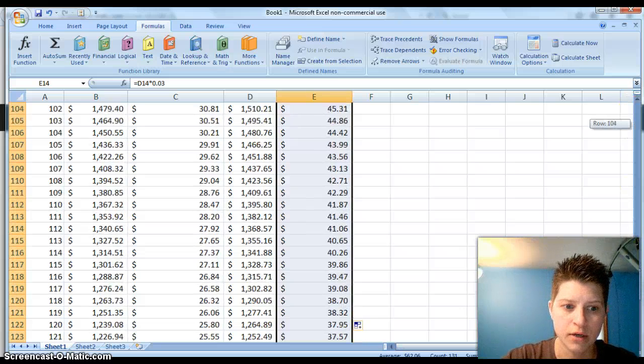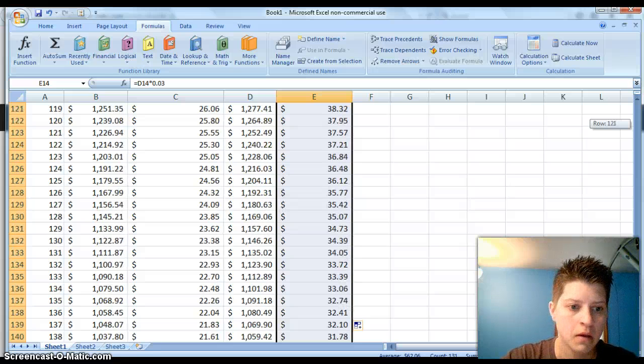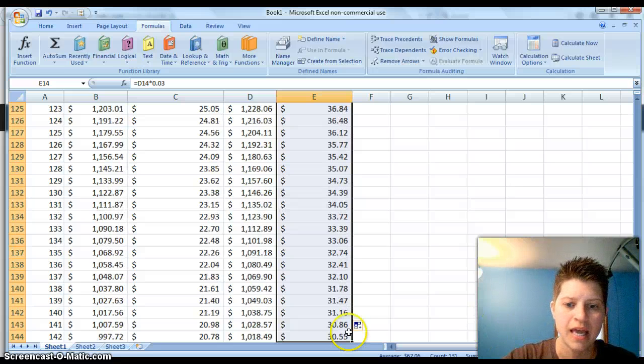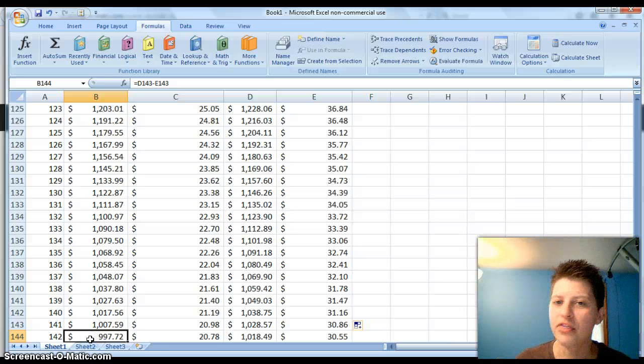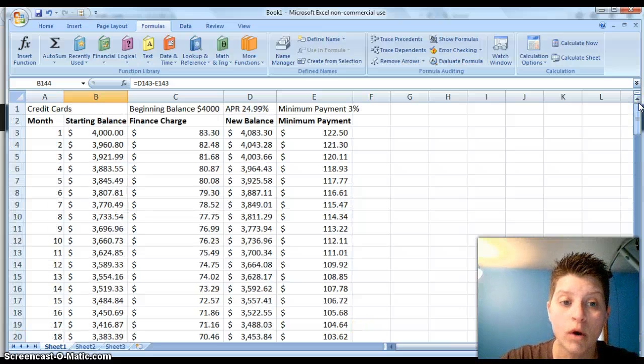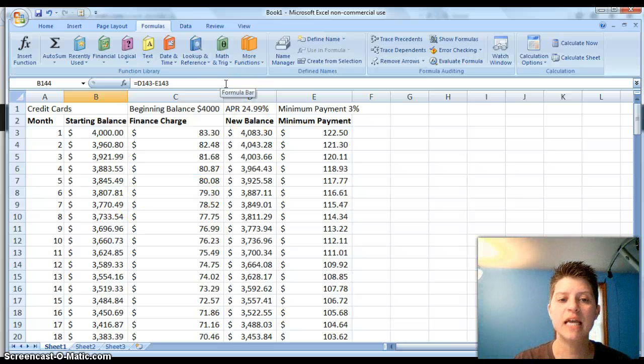How many years is 140? 120 months is 10 years, right? So this is well over 10 years. And look, at 142 months, this is over 10 years, you still owe almost $1,000 if you only make the minimum payment. And this is why credit cards can really get you in trouble. So the minimum payment is really not good, right? You want to make more than a minimum payment, especially if you have a balance of $4,000. You need to up your payment a little bit. All right, so that's kind of an example of how to go through and use it for credit cards.